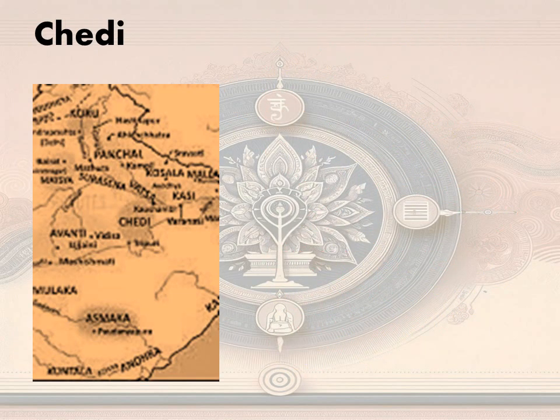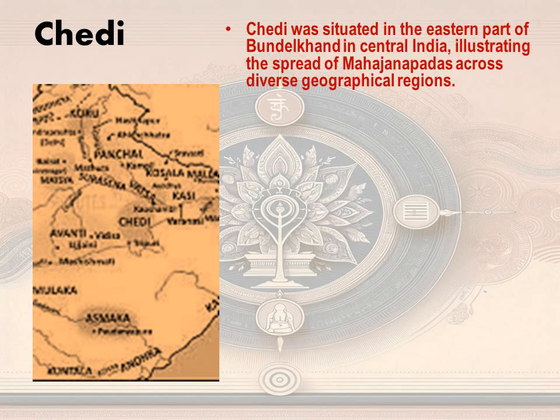Chedi. Chedi is another most important territory among the 16 Mahajanapadas, and it is on the western part of Kashi. It is more or less in central India. Chedi is situated in the eastern part of Bundelkhand in central India, illustrating the spread of Mahajanapadas across diverse geographical regions. So here we find a state existing in the Bundelkhand area. Thus, we can understand that the Mahajanapadas spread across diverse geographical regions.